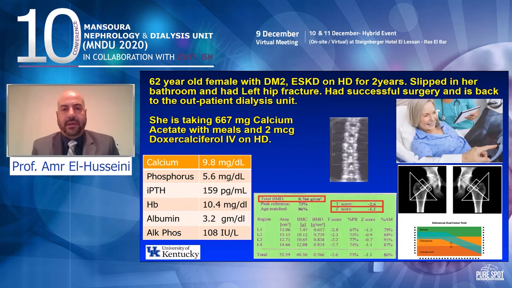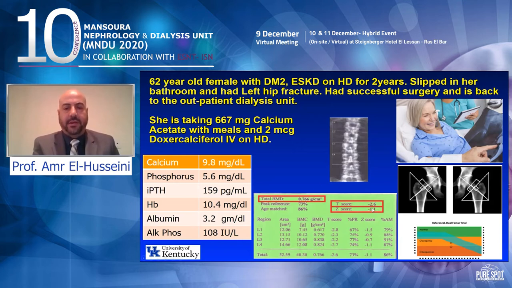So this lady has a fragility fracture, just a minor fall in her bathroom, ending up with a major fracture. This is by definition called an osteoporotic fracture. And as you see here, her serum calcium was okay, 9.8, mild hyperphosphatemia, PTH 159, hemoglobin is okay. She's hypoalbuminemic, probably because she stayed in the hospital with poor nutrition and this fracture fixation. Then alkaline phosphatase 108. Then a DEXA scan was done.